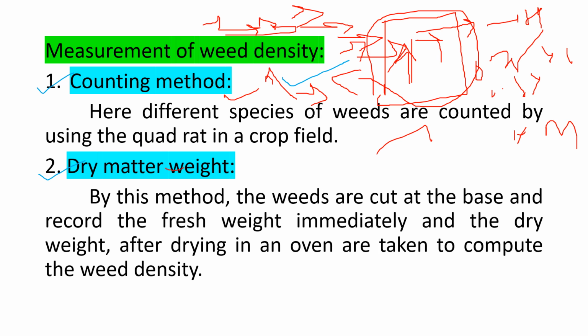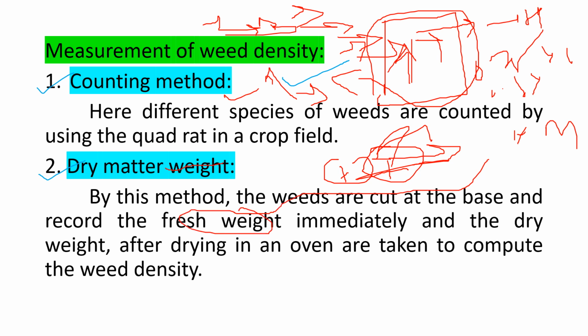The other method is the dry matter method. In this method, you are going to cut the weeds at the base. Here, this is a weed plant. You cut the weeds at the base, take all these weeds, and record the fresh weight immediately, and afterwards you are going to calculate the dry weight after drying it in the oven, and you are going to calculate the weed density. Based on that, you are going to calculate the number of weeds or the population of weeds in that particular area.